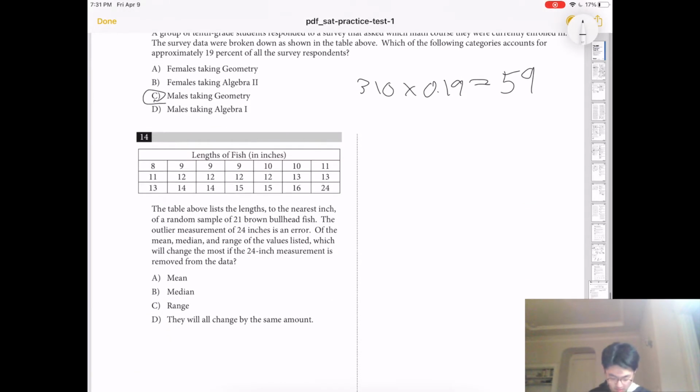Alright, number 14, which will change the most if the 24-inch measurement is removed from the data? If we take off 24, then the range would go from 24 minus 8 to 16 minus 8. That would definitely change the most. So the answer is the range.